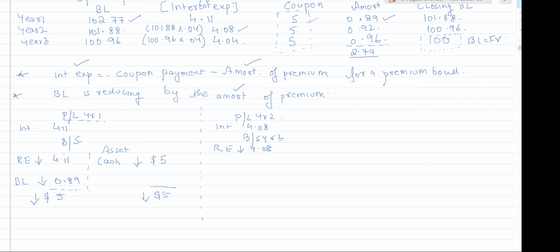And by how much would my bond liability reduce? It would reduce by the amortization of premium, right? Which is 0.92. So 4.08 plus 0.92 is $5. On the asset side, my cash would go down by the amount of coupon paid to the investors, which is $5. So again, both asset side and liability side are going down by the same amount of $5. My balance sheet is tallying.